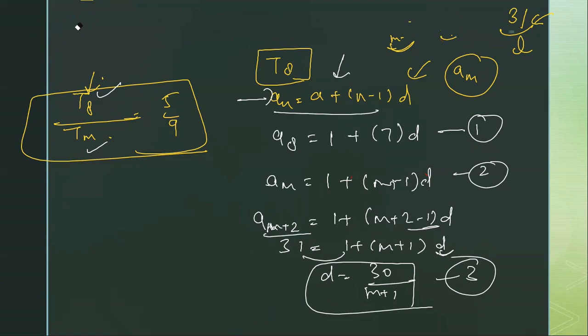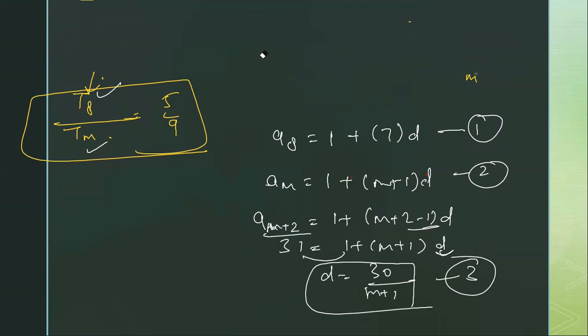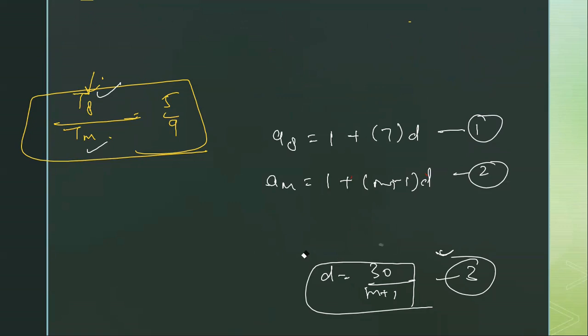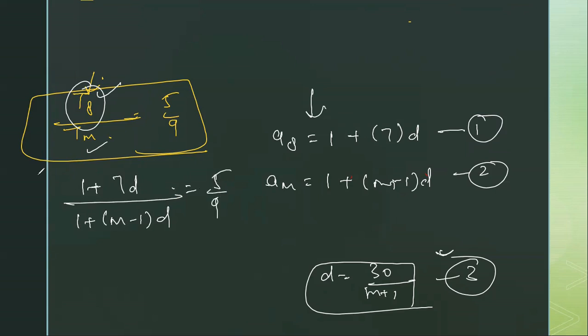In the starting you have to understand what the question is saying. So I just need equations 1, 2, and 3. Okay, let me put them in the ratio now. What is T8? T8 means a8 only, 1 plus 7d. What is Tm? Tm means am, 1 plus (m minus 1) times d, and that equals 5 over 9.